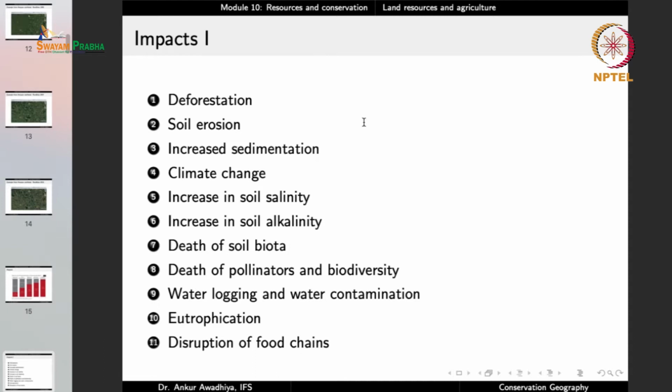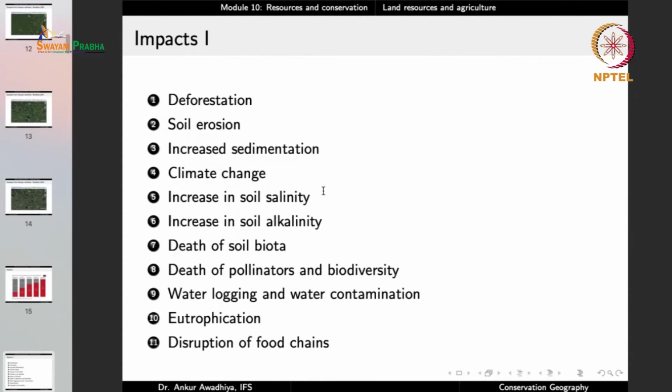Now, if there is more sedimentation, then that also increases the frequency and intensity of floods. Because if the rivers are depositing the sediments, then the river bank increases in height, and so the rivers change their course. Once that happens, we have a situation of flood, which is a disaster for people and for animals.